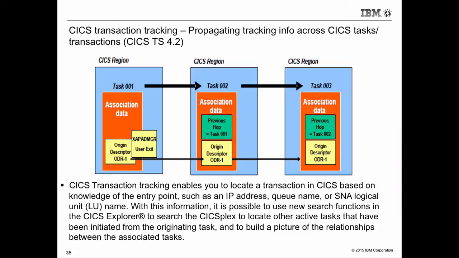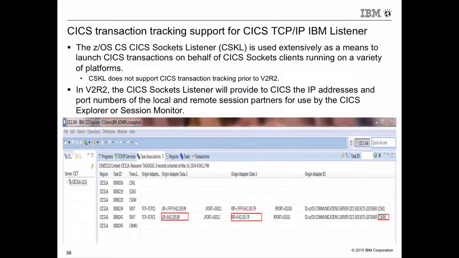Now, we did not have any support for that until 2.2 for our CICS sockets listener, and that's something we've added now, so that now when you have a CICS transaction that comes in through our CICS sockets listener, we will associate with the transaction the origin information related to the listener, which includes the TCPIP address, the port numbers, both for the origin and the destination. It also includes the TCPIP stack name that came in under as well.